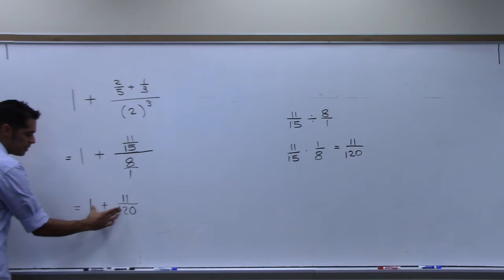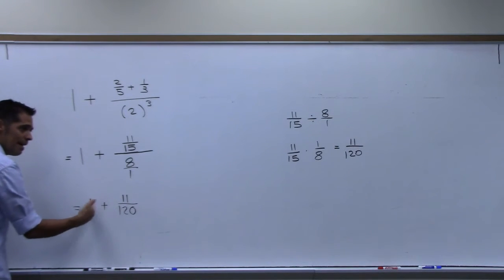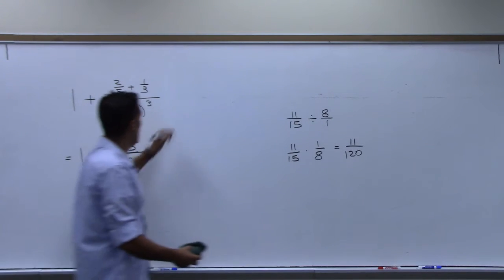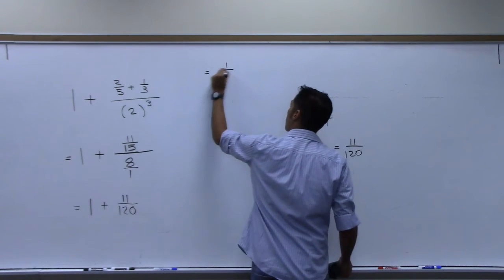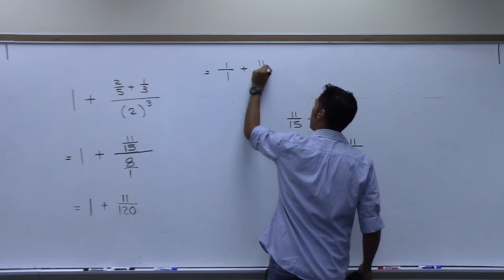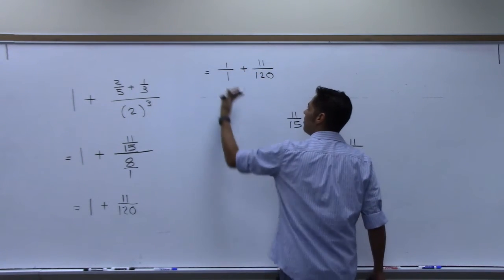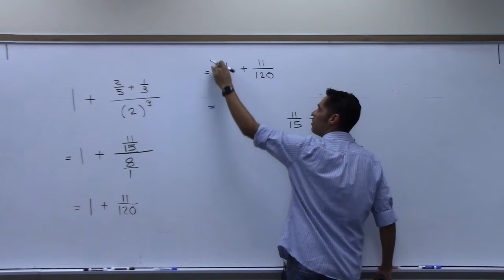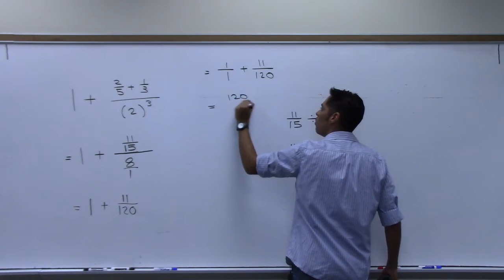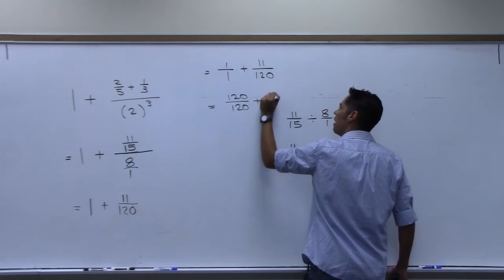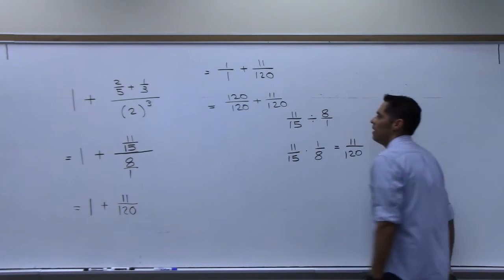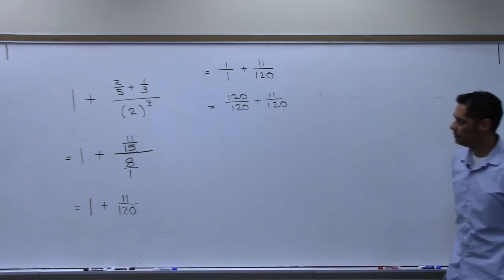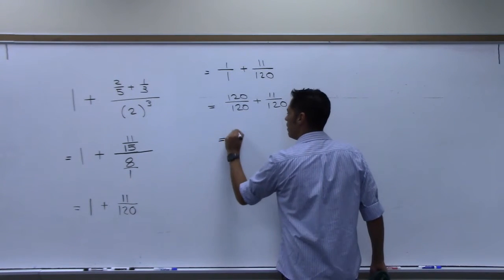Yeah, you have to put these two together, which means you're adding two fractions. You have to have a common denominator. So I need to rewrite 1 as 1 over 1, plus 11 over 120. I'm just doing that to write it as a fraction. Then I need a common denominator, so I multiply top and bottom here by 120. I get 120 over 120 plus 11 over 120. That gives me my final result, which is 131 over 120.